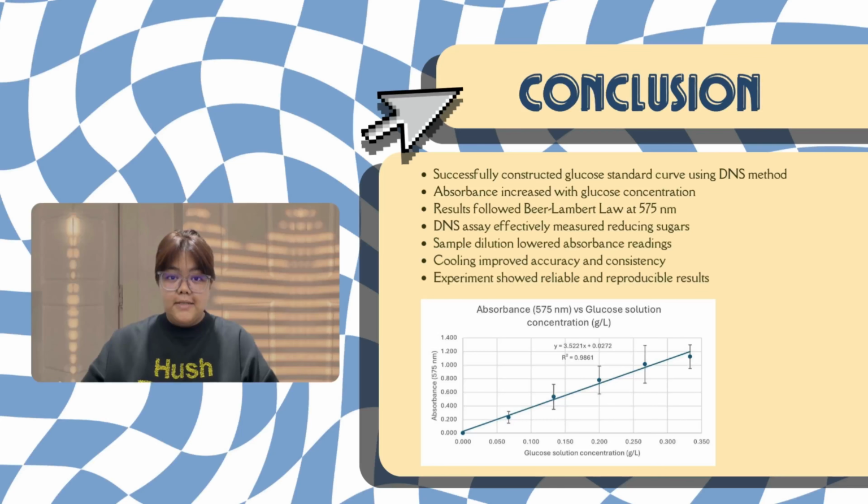In conclusion, this experiment successfully constructed a glucose standard curve using the DNS method and UV-Vis spectrophotometry. The results show that the absorbance increased with glucose concentration at 575 nanometer following the Beer-Lambert law. The DNS assay effectively measures reducing sugars, and diluted samples show lower absorbance values, confirming the reliability of the method. Cooling the samples before measurement also improved the accuracy and consistency of the results. Overall, the experiment demonstrates that the DNS method is a reliable technique for quantitative analysis of reducing sugars.